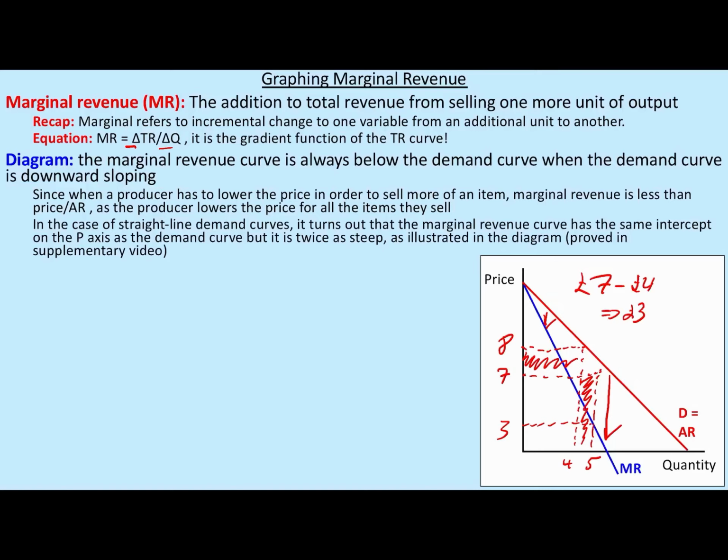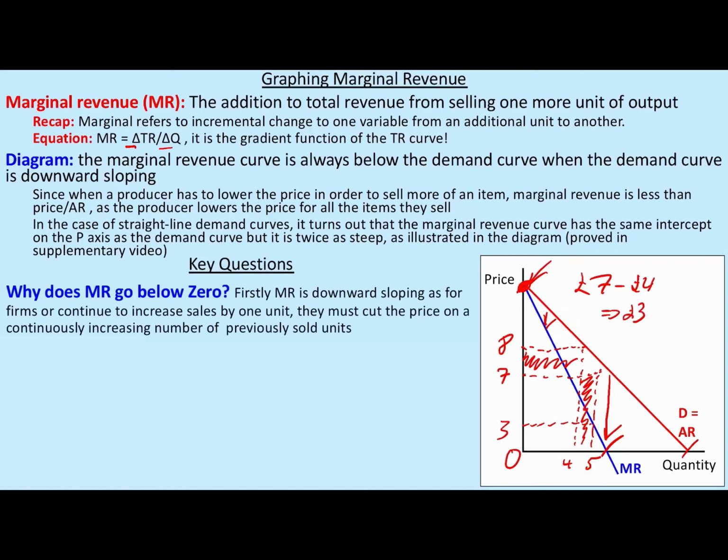In the case of a straight line demand curve, it turns out that our marginal revenue curve has the same intercept on our price axis, so MR and AR always start at the same point on the price axis, but the MR curve is twice as steep. This point here is half the distance from the origin as this second point here. And this is illustrated in a supplementary video as well.